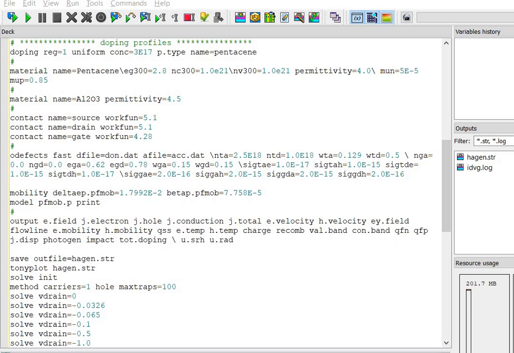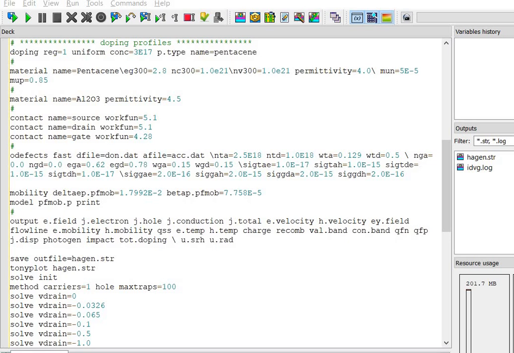This means zero field mobility has the value of 0.5 and the relative permittivity of pentacene is 4. Poole-Frenkel model parameters delta H and beta H are 1.792 into 10 raised to power minus 2 and 7.758 into 10 raised to power minus 5 electron volt, and the value of delta H is 1.792 into 10 raised to power minus 2 and the value of beta H is 7.758 into 10 raised to power minus 5 electron volt.